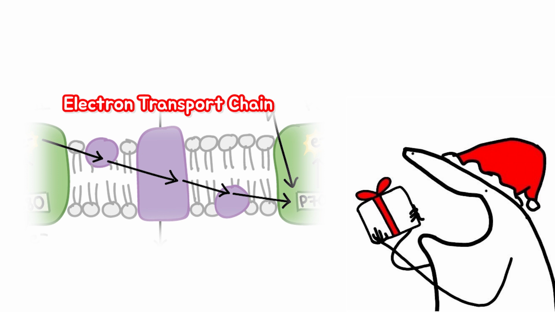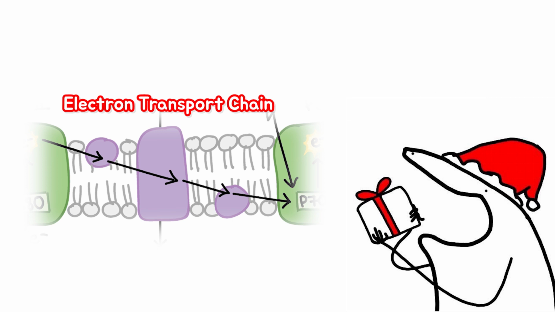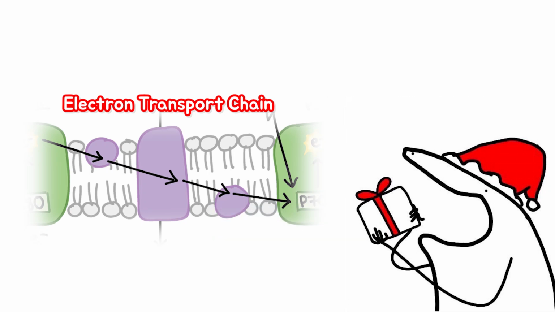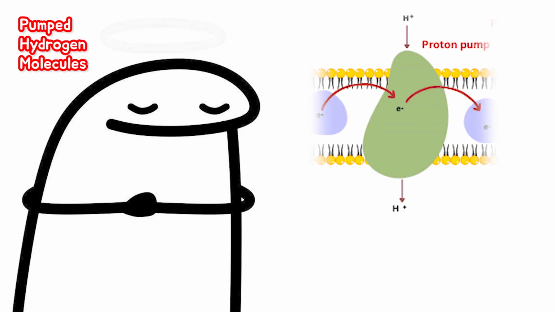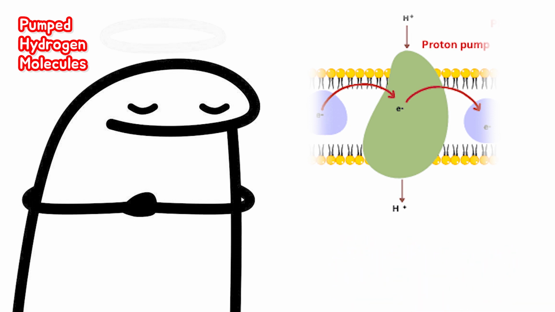For the electron transport chain, imagine a train carrying tiny, superpowered passengers called electrons. In the electron transport chain, these electron passengers zoom through a special pathway inside the plant. As they travel, they pass energy to each other, like sharing a fantastic sparkly gift. So think of it like a busy energy sharing train journey that ends with gifts of fresh air for everyone. As the electrons move, they also pump hydrogen molecules that were broken up from before.